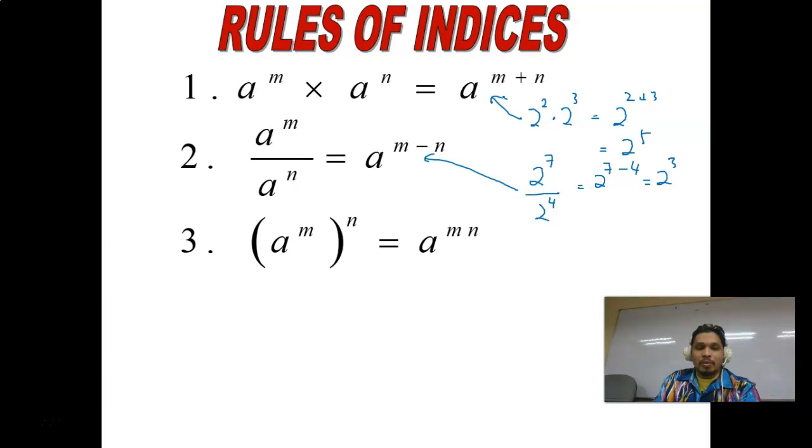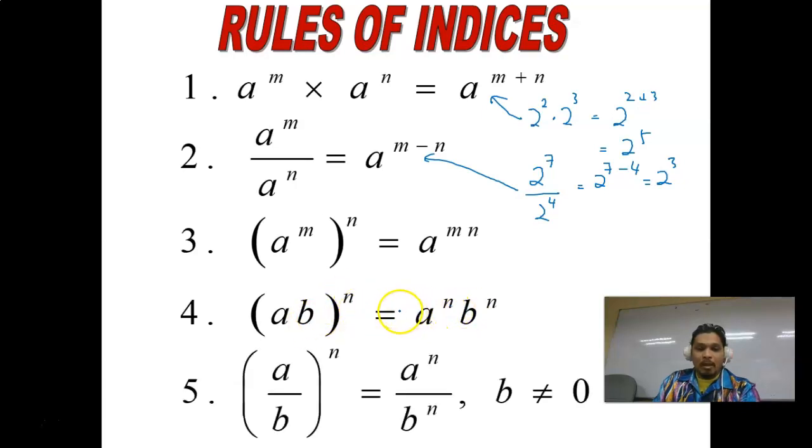Next, a to the power of m in brackets to the power of n: we multiply the two indices, m times n. Also, a to the power of n and b to the power of n. Yes, the same goes for this one here.